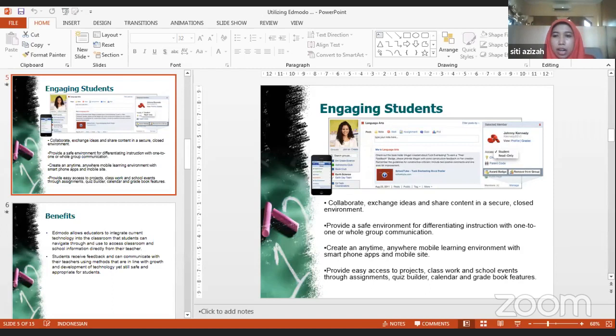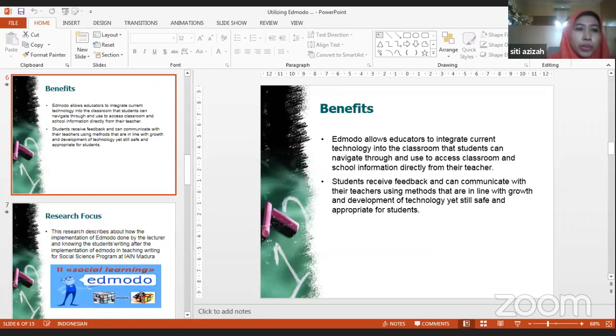For the work I gave in teaching writing here, I asked them to write a paragraph. It's about human relations. The benefit of Edmodo is that it allows educators to integrate current technology into the classroom, which students can navigate and use to access classroom and school information directly from their teacher.